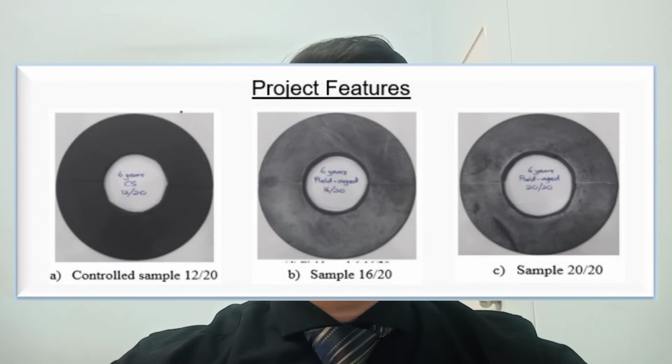Okay, for the project feature, the sample shown is three samples from the lightning arrestor that were exposed to the environment for 6 years. Sample A is a control sample, sample B is sample 16/20, and lastly sample C is from sample 20/20. This figure shows the visual observation of the 6-year polymer insulator, and the observation shows a different condition of the surface insulator between the 3 samples.